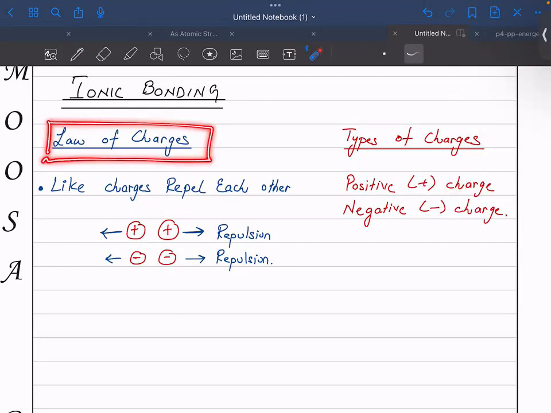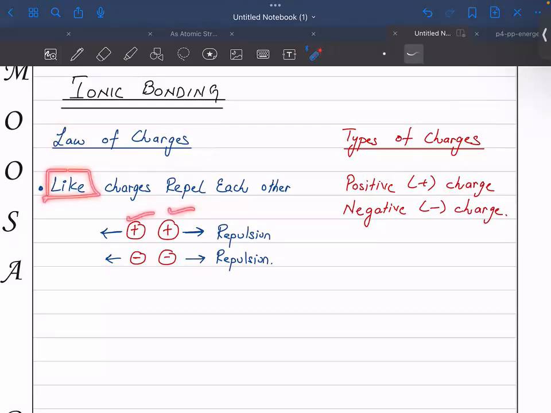But this law states that two like charges, that is same charges, like means same. So two positive charges will always repel each other. They will exert a force of repulsion on each other. It means they will move away from each other. And two negative charges, they will also repel each other, क्योंकि दोनों like charges है ना, same charges है. Like means same charge.